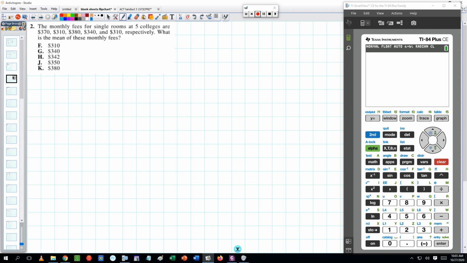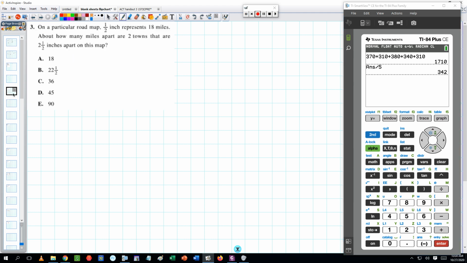The monthly fees for a single room at 5 colleges are shown, and what is the mean? So I'll average those numbers, 370 plus... They add up to B. I'll divide that by 5. Our answer is H, 342.